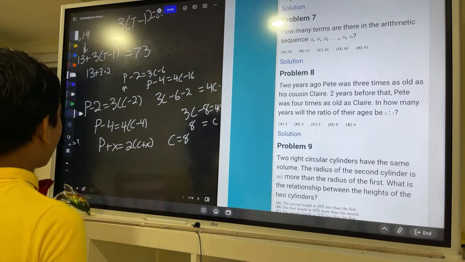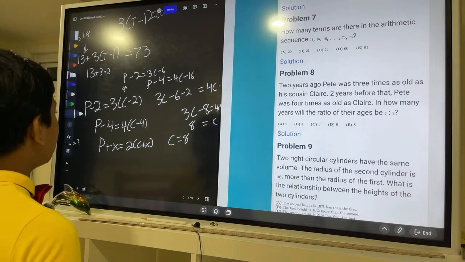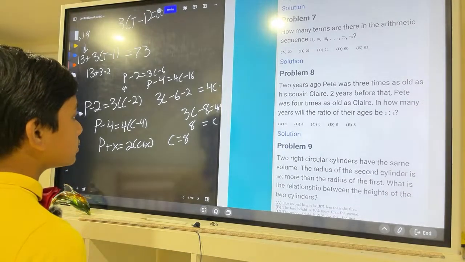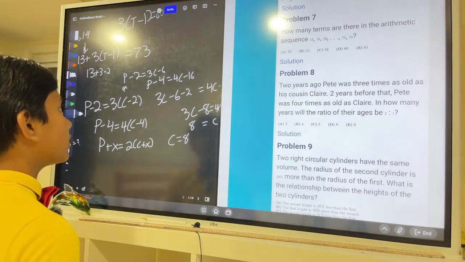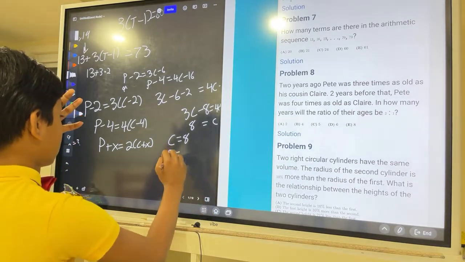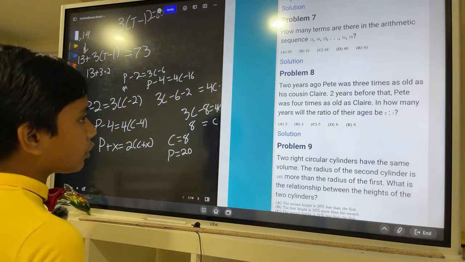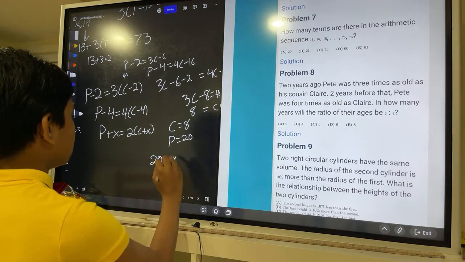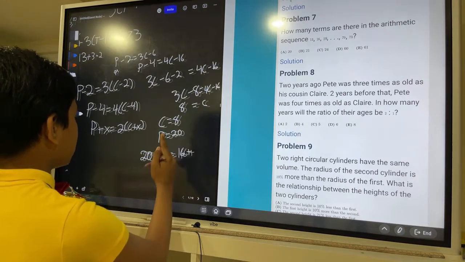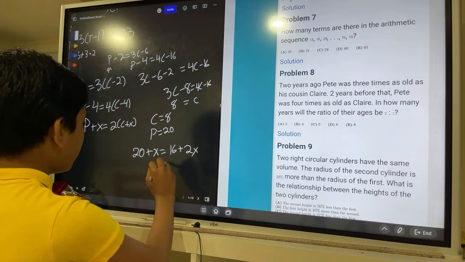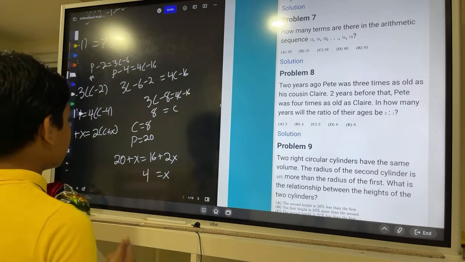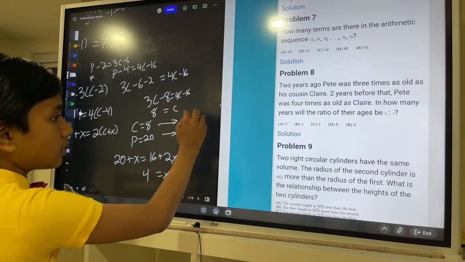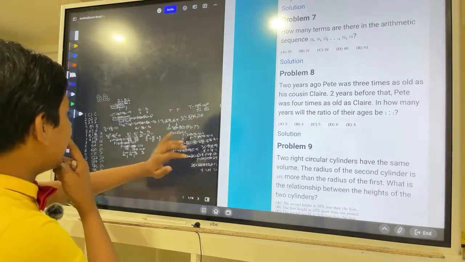So that means 2 years ago she was 6, so 18. So 2 years ago, Pete would have been 18, so now he's 20. So these are their current ages. And in how many years will the ratio of their ages be 2 to 1? Four equals x. So that means in 4 years, so 24 and 12, yup, their ages will be 2 to 1. B.